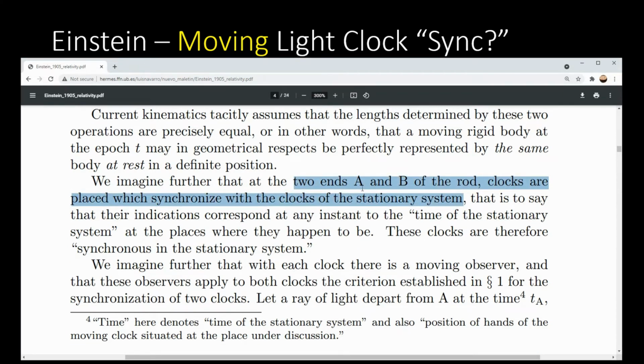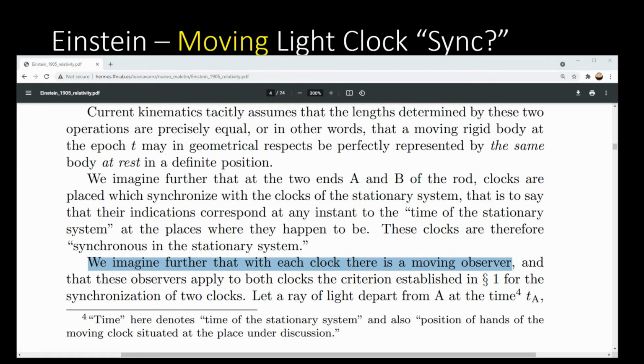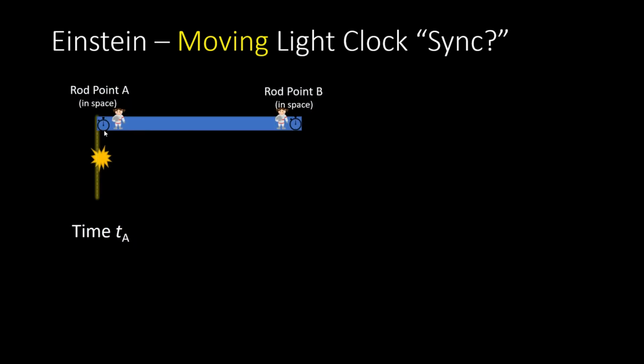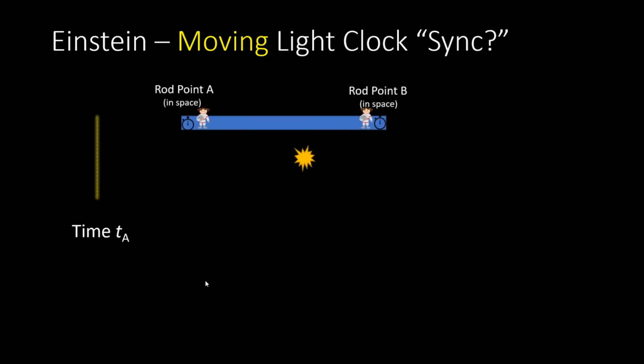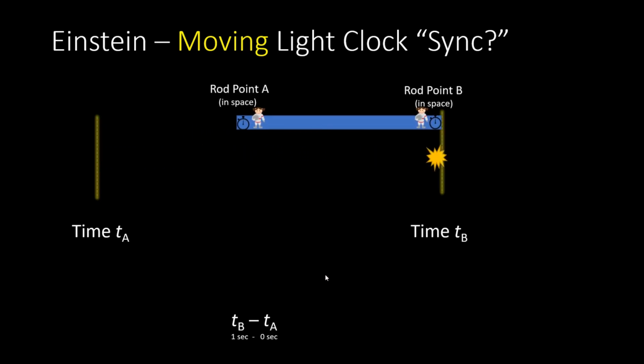So now we will add clocks at the two ends of the rod, and they will be synchronized with the stationary system clocks. We will also add a moving observer with each clock. So these clocks on the moving rod are synchronous with the stationary clocks.